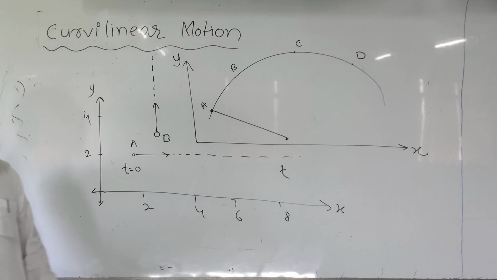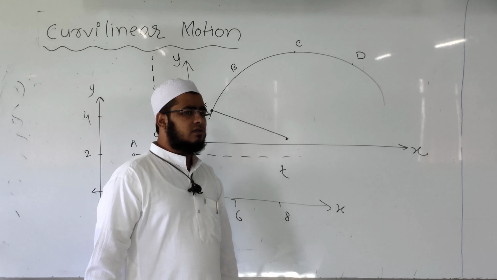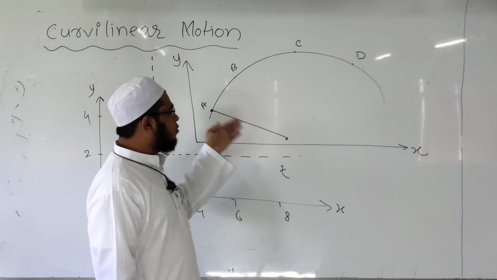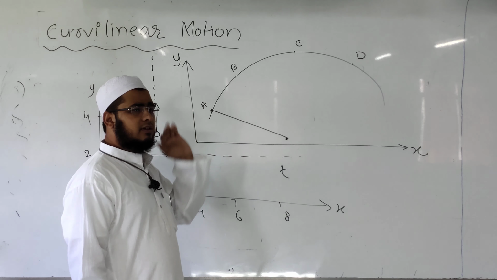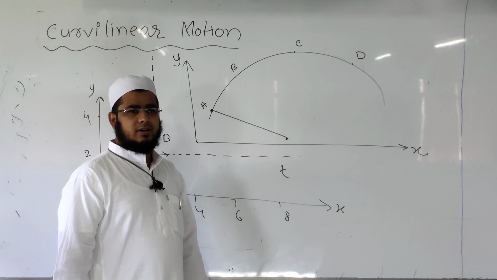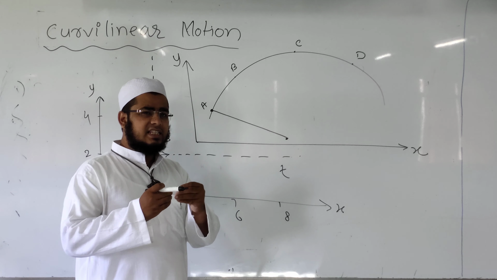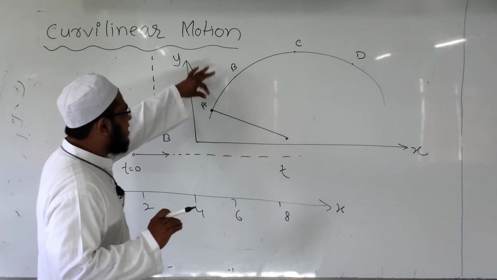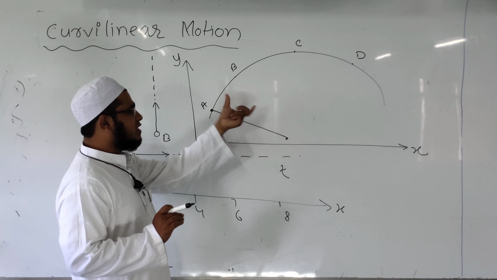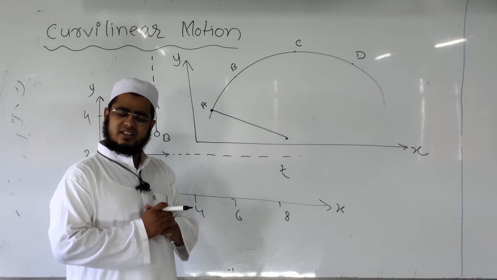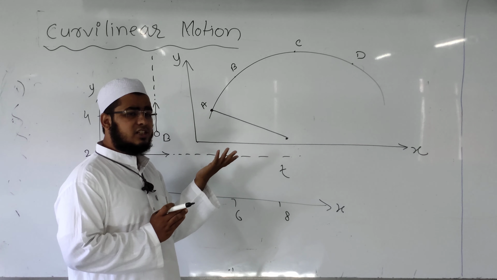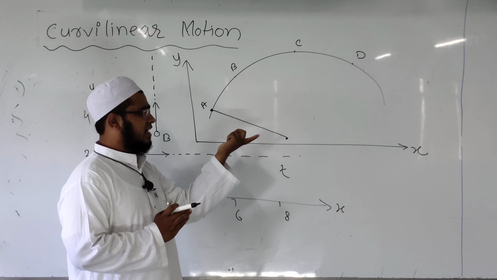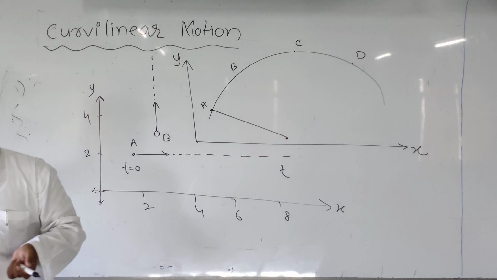What does it mean? It means that during curvilinear motion, the X coordinate and Y coordinate both are variable. Which means curvilinear motion is a combination of motion along two directions. It is a combined effect of horizontal displacement and vertical displacement, because the position of the particle is changing in both directions, horizontal and vertical.